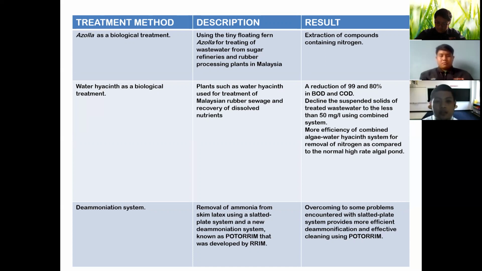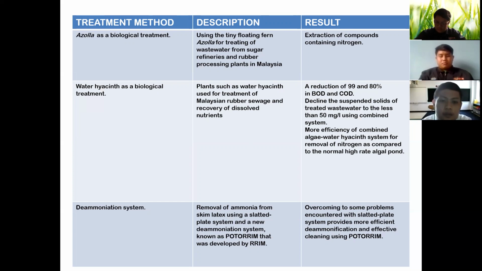So as an alternative method to increase the effectiveness of this aerobic and anaerobic treatment method, the Rubber Research Institute of Malaysia (RRIM) used biological processes for the treatment of rubber factory effluent. They chose coconut fiber as a new medium for the rubber waste treatment.